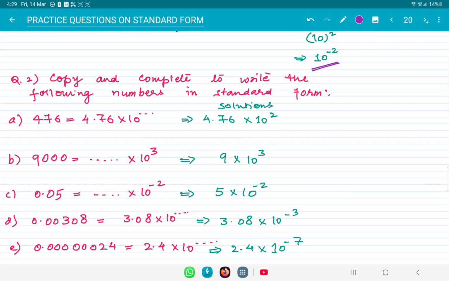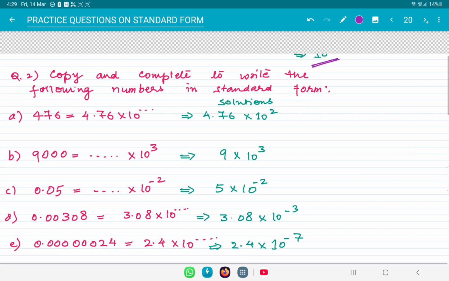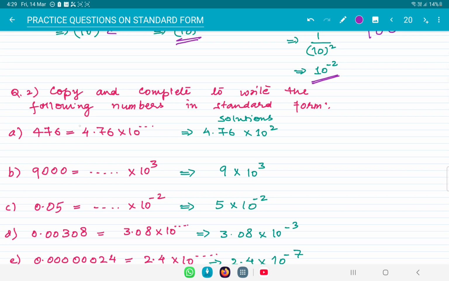Second question, copy and complete to write the following number in standard form. So they have given, means you have to write the final answer in standard form. Whatever they have given, 476, this is equal to 4.76 into 10 raised to the power how many? This you have to find out.